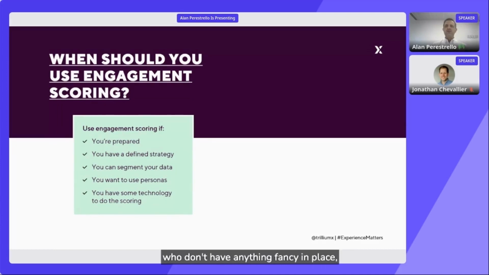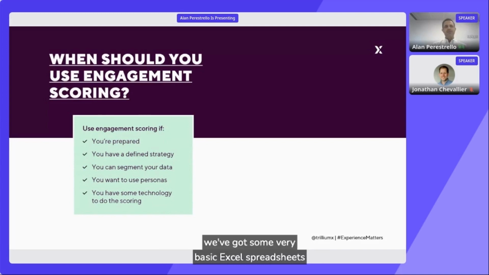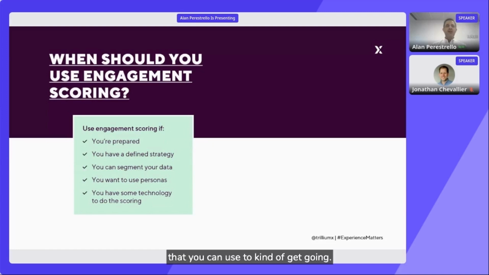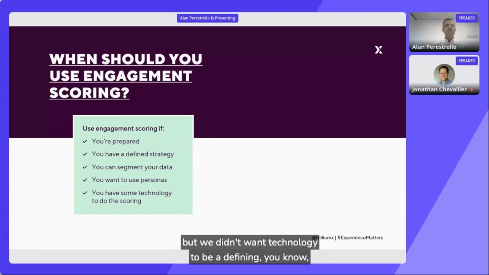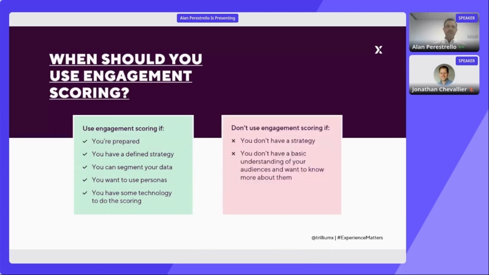And so for those of you who don't have anything fancy in place, we've got some very basic Excel spreadsheets that you can use to get going. It does require some manual work, and there are better ways of doing it, but we didn't want technology to be a defining, limiting factor for you.